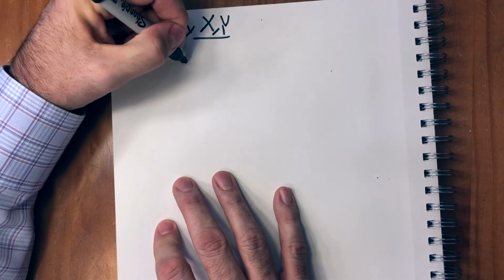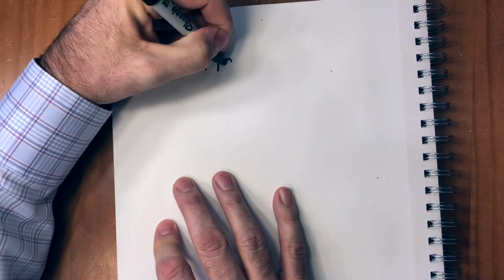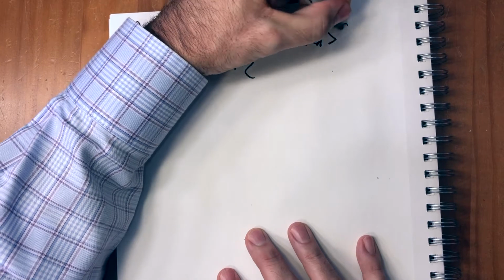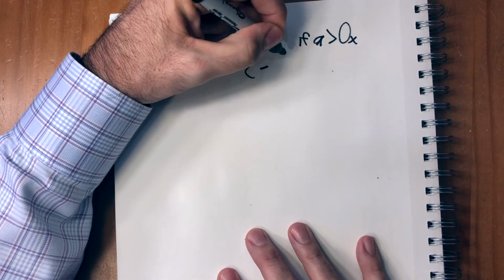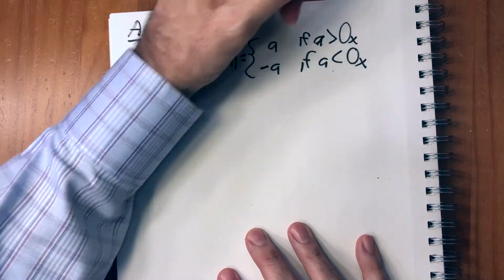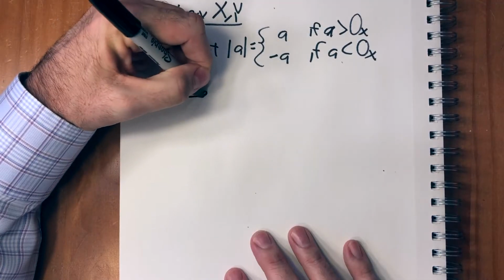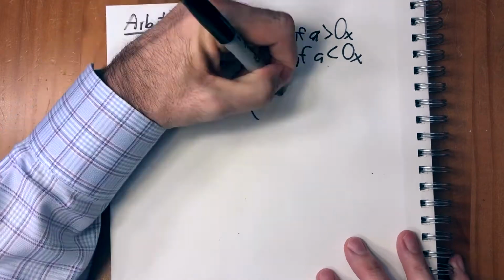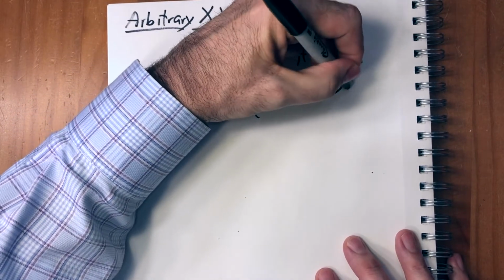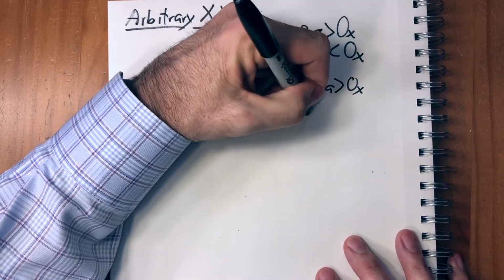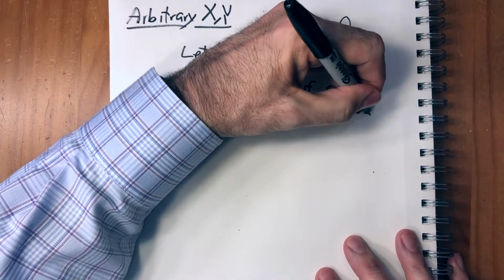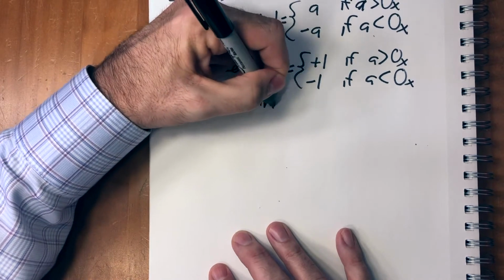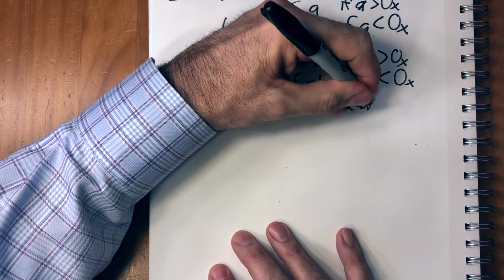Okay, so let's define two little things. Let the absolute value of a be a if a is greater than 0, and minus a if a is less than 0. Okay, and let sigma a, the sign of a, equal plus 1 if a is greater than 0, and minus 1 if a is less than 0. Okay, so let u and v be arbitrary elements of x.